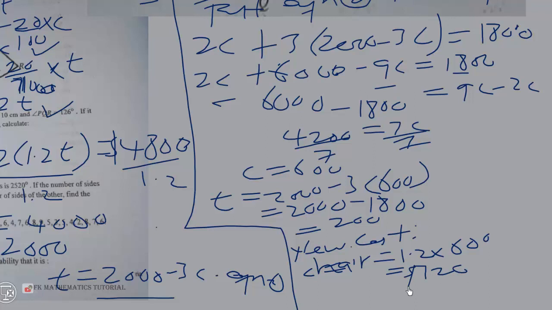Then the new cost of table will be equal to 1.2 times 200, which is equal to $240. So these are the new prices of this table and chair.